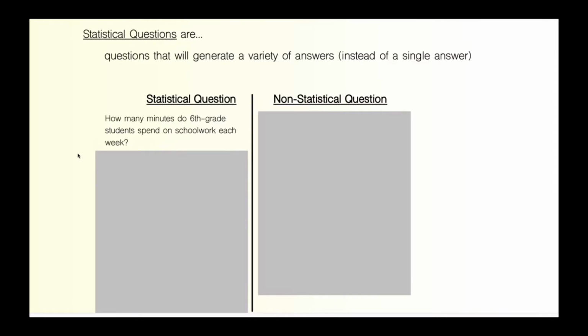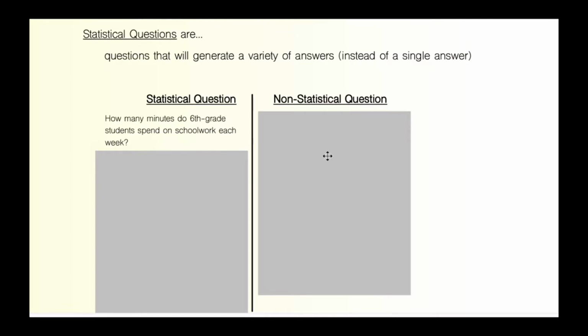There are many different answers to this question. Some of you zip through your work and try to get it done in 10 minutes. Others of you are mindful of what you're doing, or might work at a slower pace, or might TikTok every 10 seconds in between assignments, and so it takes you longer to get things done. Whatever the case, this is a statistical question because there are many different answers. There is not just one answer to this question. This question will generate a variety of answers.